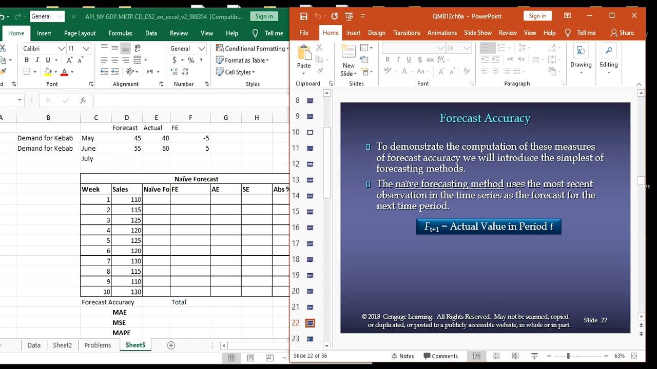Okay, so now how do we make our forecasts? How do we make our forecasts? There are many methods, as we mentioned. So we start with the simplest method, which is the naive forecasting method. Okay, naive forecasting method. So what does this tell us?